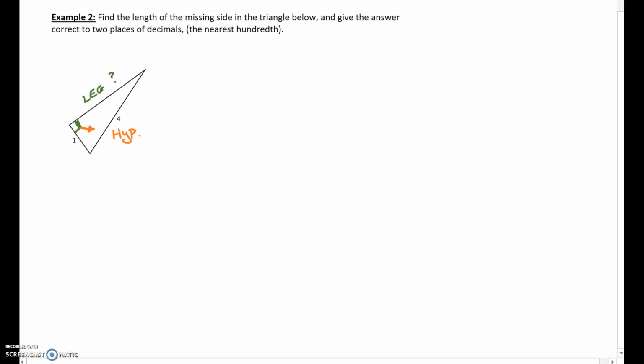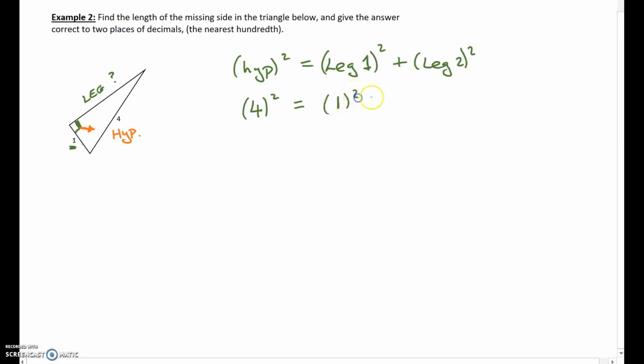Okay. So Pythagoras' theorem says the square on the hypotenuse is equal to the sum of the squares on the other two sides. Okay, so the hypotenuse squared, the hypotenuse in this case is 4, so it's going to be 4 squared is equal to leg 1. Let's say that this is leg 1 down here, the length 1. So 1 squared plus this unknown side here.